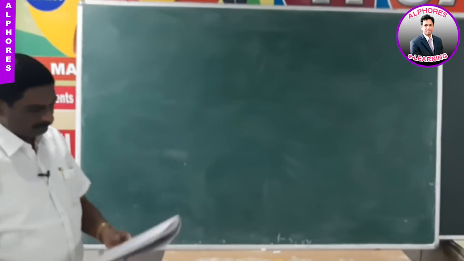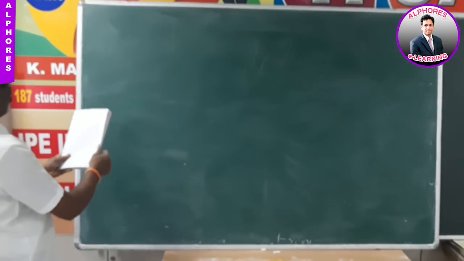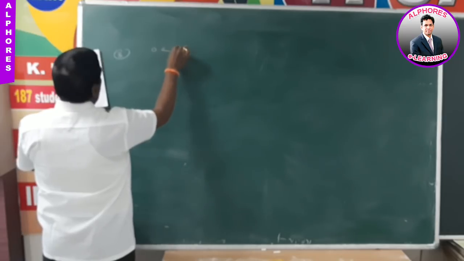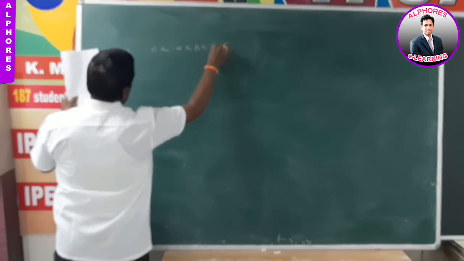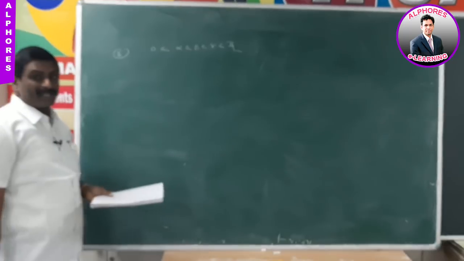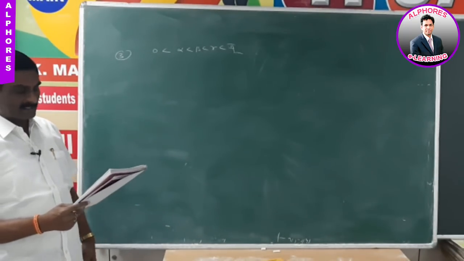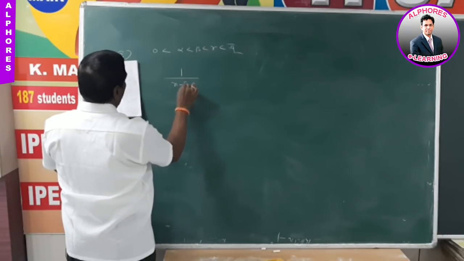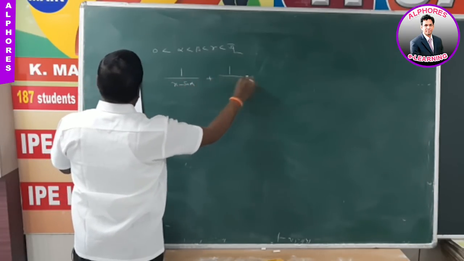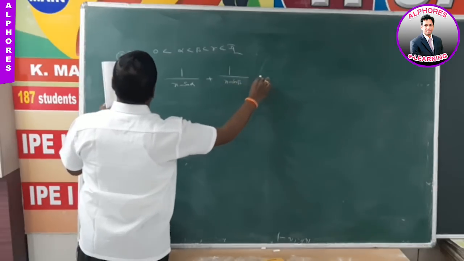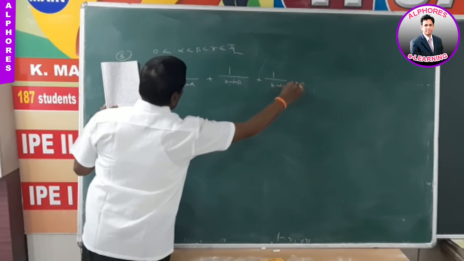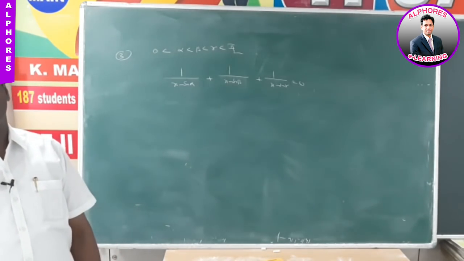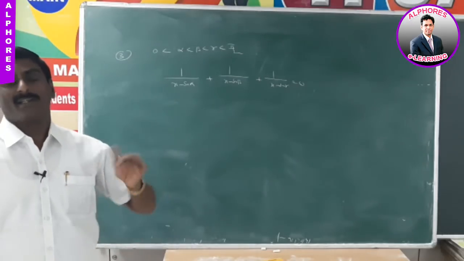Third one. If 0 less than alpha less than beta less than gamma less than pi by 2, then the equation 1 by x minus sin alpha plus 1 by x minus sin beta plus 1 by x minus sin gamma is equal to 0 has dash roots. That means 2 real roots, 2 imaginary, 2 real and distinct, or equal.